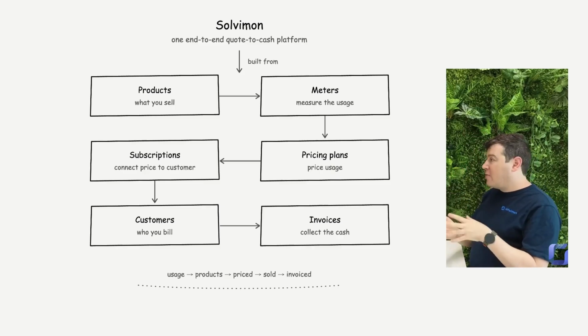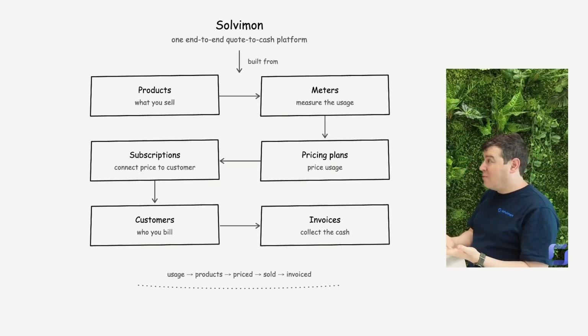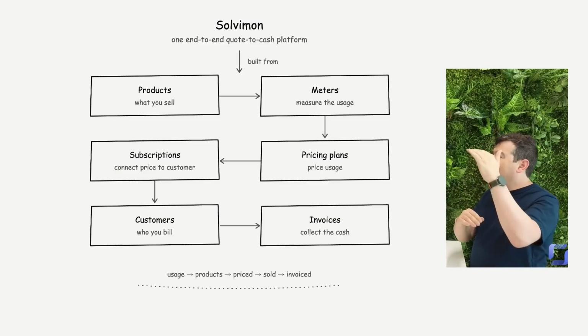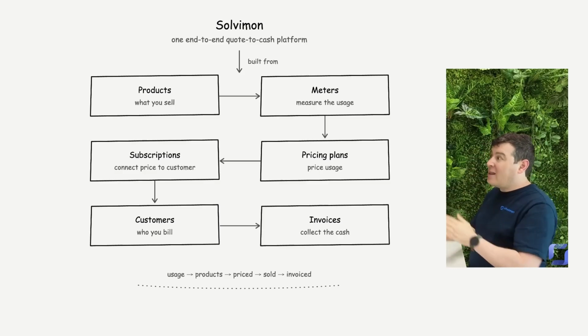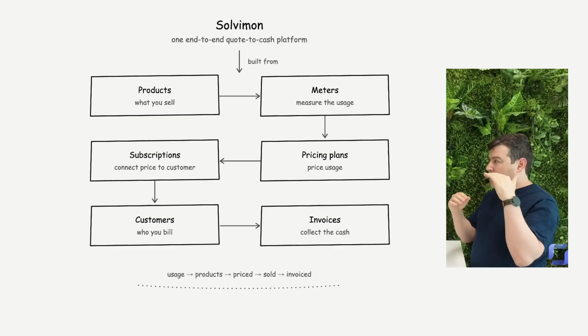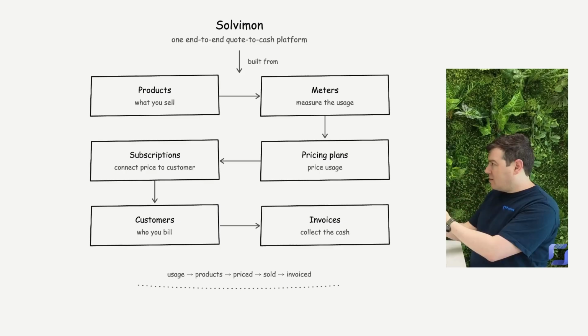Now, Solvimon, of course, is here to help you monetize your product. So none of that matters if you're not getting paid in the end. And that's where the invoice comes in. So once a customer uses for a month or so, the subscription will automatically generate invoices and you'll get paid. Shall we have a look at how that looks inside the platform? Because I think that's really interesting.